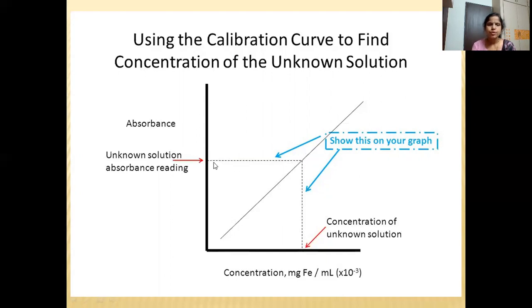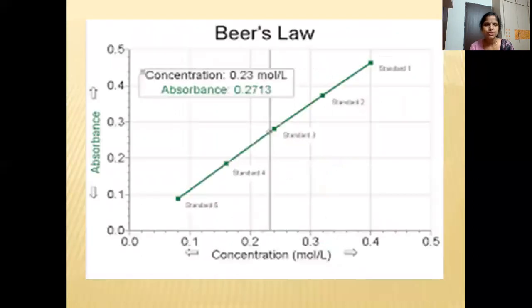When you draw a perpendicular like this, where it touches the x-axis is the concentration. This is the absorbance of the unknown solution. From that point you draw a line straight and then straight down onto the x-axis. That gives the concentration of the unknown solution. This is how we can calculate the concentration of an unknown solution through a colorimeter.